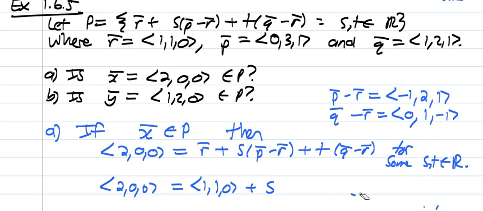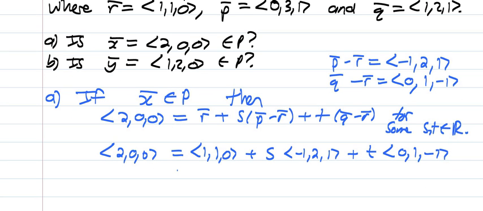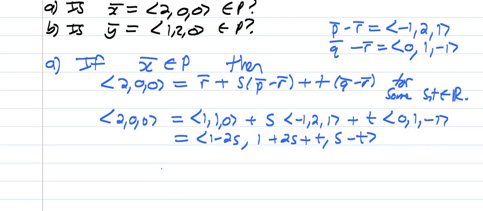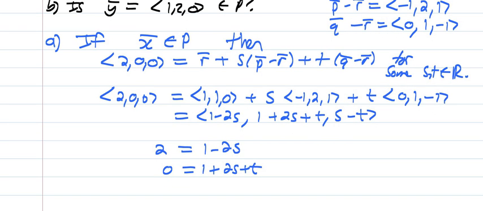Now we continue with our calculation. We have S times the vector P minus R, which is (minus 1, 2, 1), and T times the vector (0, 1, minus 1). Now we do the maths. The first component is 1 minus 2S and no T. Then it's 1 plus 2S plus T. And then we have S minus T. And so we should have that 2 equals 1 minus 2S, 0 is equal to 1 plus 2S plus T, and we should also have that 0 equals S minus T.